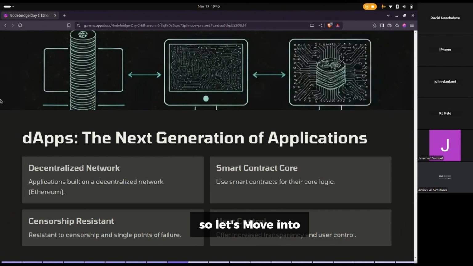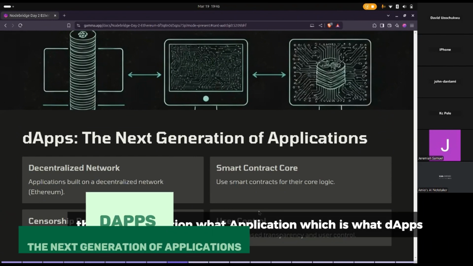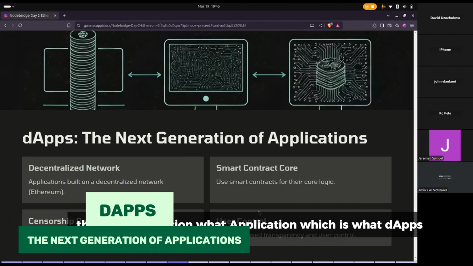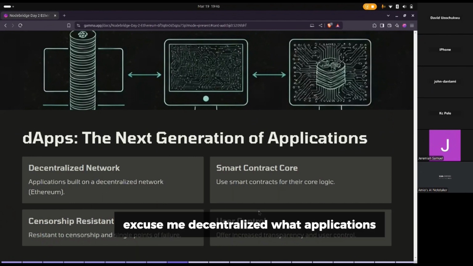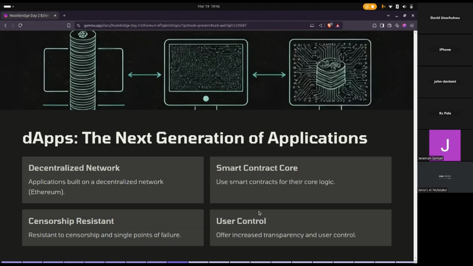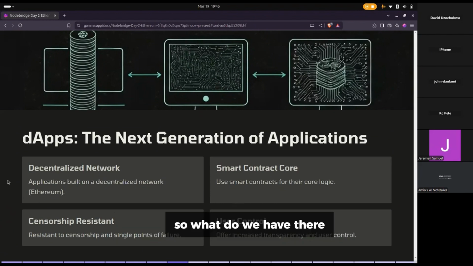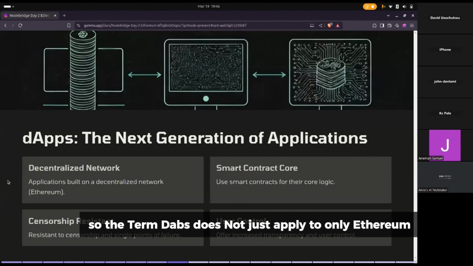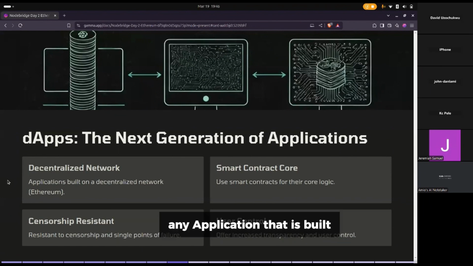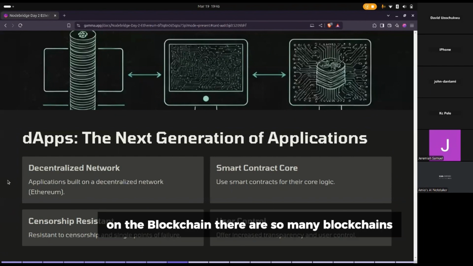So let's move into the next generation of applications, which is dApps. What does the D stand for? Decentralized applications. So what do we have there? dApps are like regular applications, but they are built on the blockchain. The term dApps does not apply only to Ethereum. It applies to any application that is built on the blockchain; there are so many blockchains.